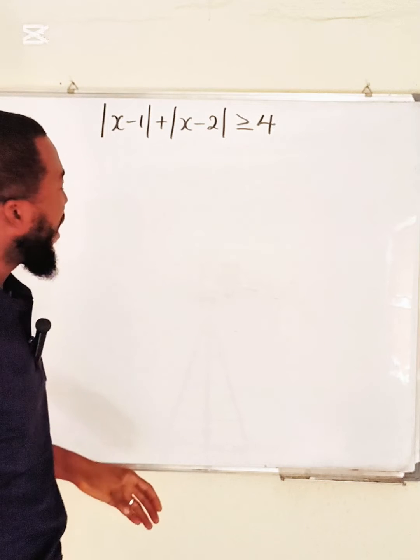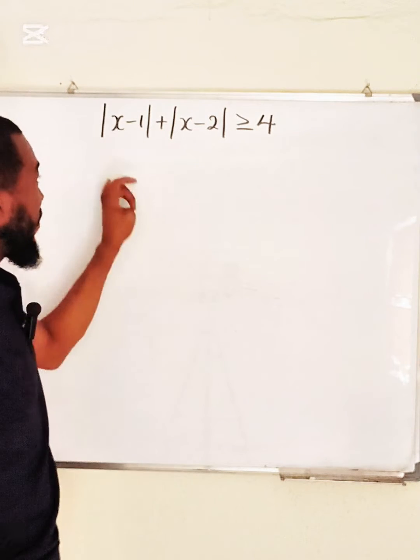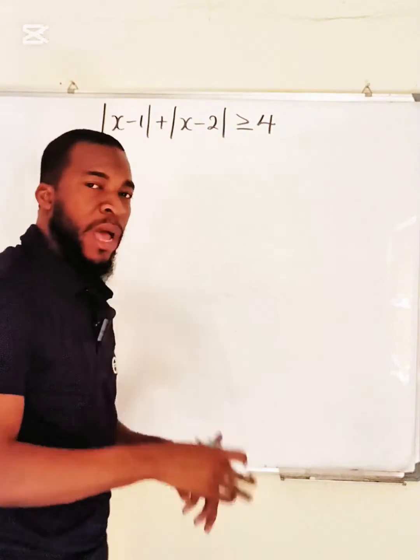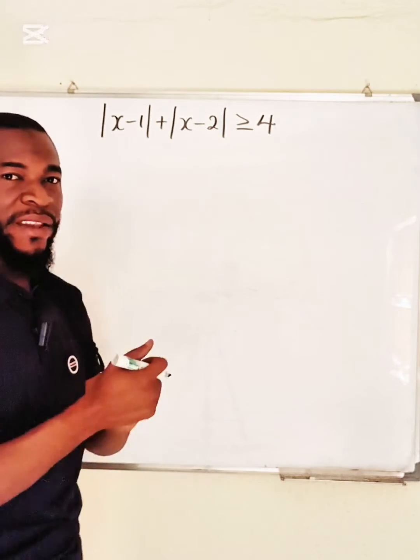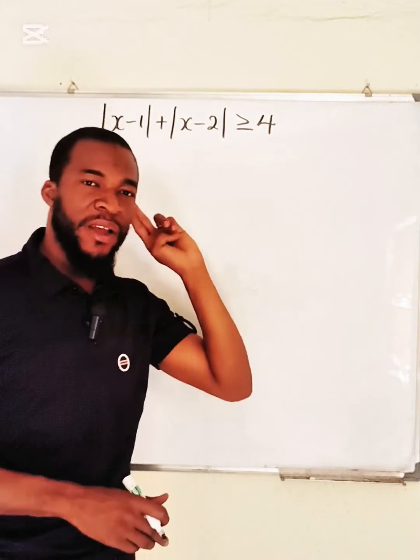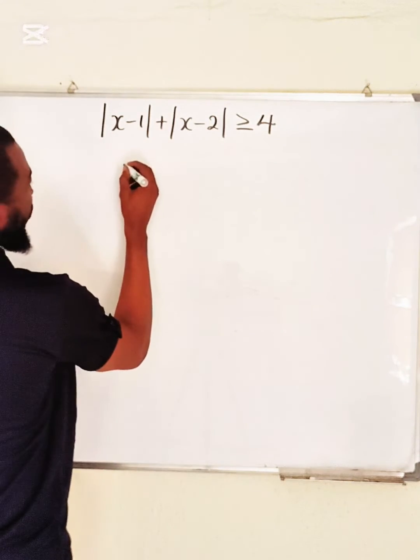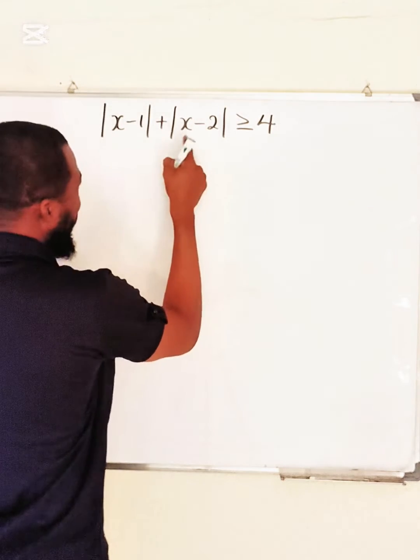So I'm going to write 4 conditions. Since we don't know whether they are positive or negative, we're going to assume both are positive, both are negative, or one is negative and the other one is positive. So let's start with the first one. The first condition, I'm going to assume that this is positive, this is positive.